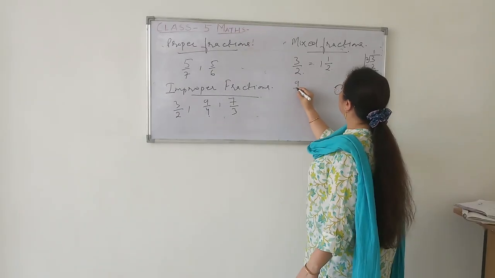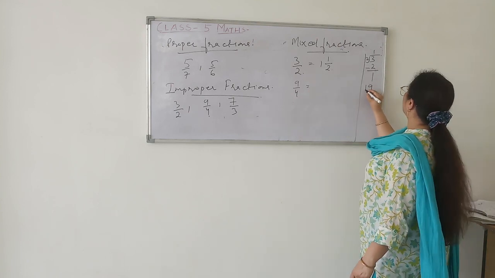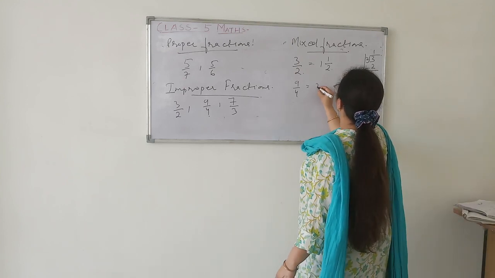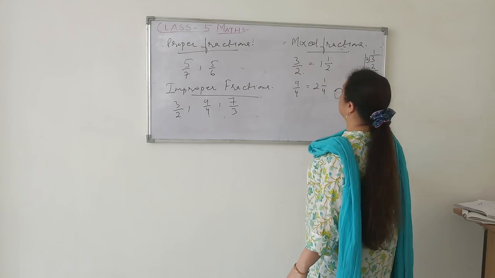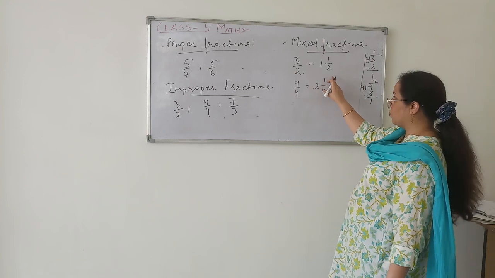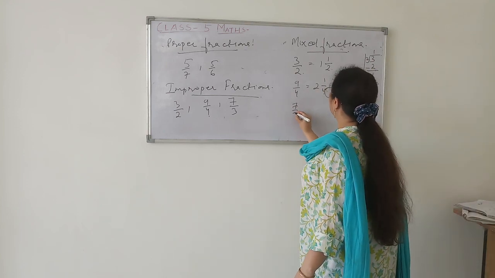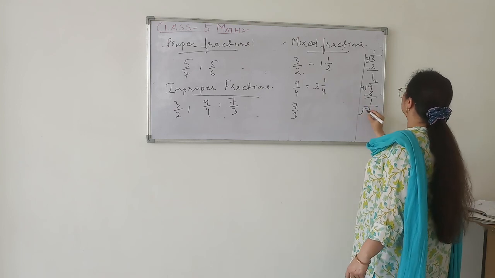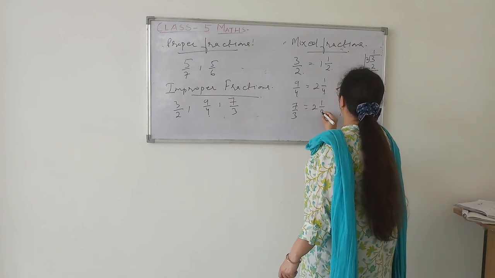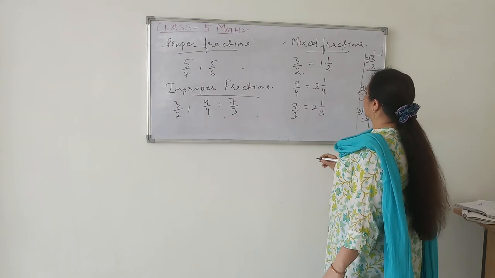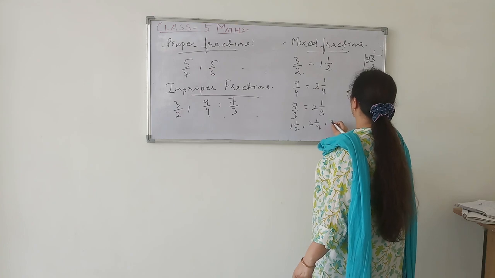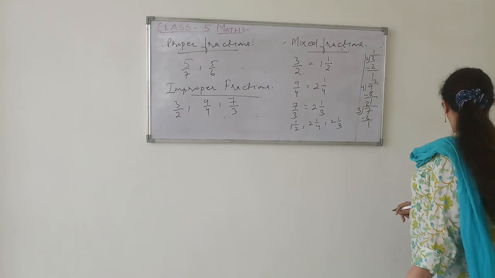And for 9 upon 4, again you will divide it like this, and you will get 2 whole 1 upon 4 as a mixed number. Then 4 2s are 8, 8 plus 1 is 9 upon 4. Then 7 upon 3, again like this, 3 2s are 6, 1, this will be 2 whole 1 upon 3. These all are the mixed fractions, that is 1 whole 1 upon 2, 2 whole 1 upon 4 and 2 whole 1 upon 3. Like this we have to do the next question.